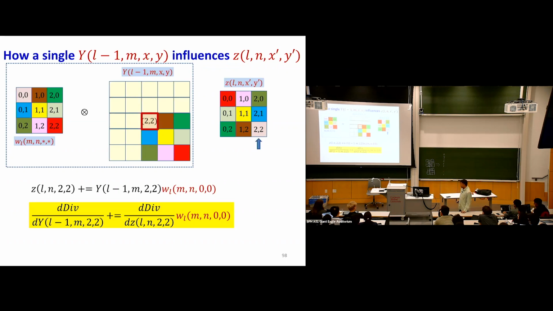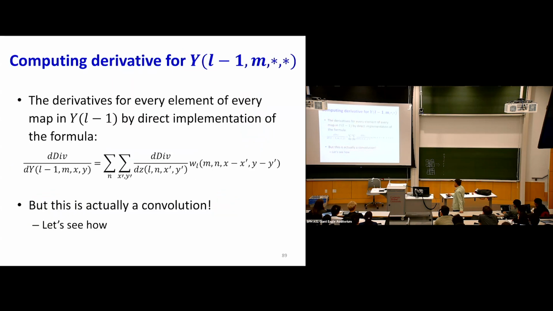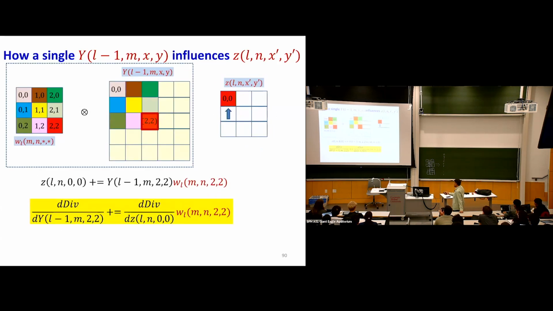But then how does that influence us? Now look at each element over here. Go back to the lower equation. So Z00 is composed by the product of Y22 and W22. So the derivative of the divergence with respect to Y22 was the derivative of the divergence with respect to Z00 and W22. Now I want you to change your thought process and imagine that this picture is no longer the picture of the Z elements, but actually a map of the derivatives of the divergence with respect to the Z elements. Okay, so now you're looking at a map of derivatives, correct?